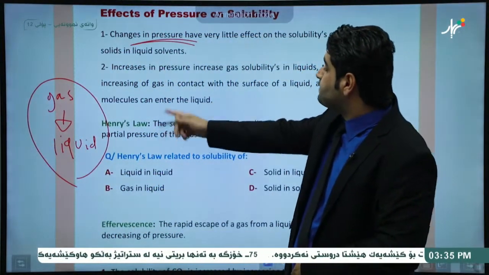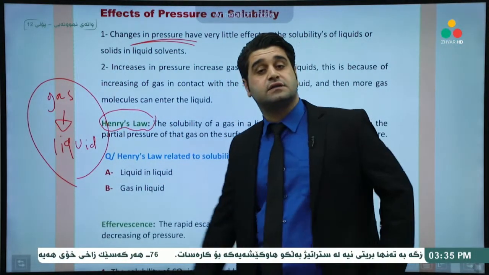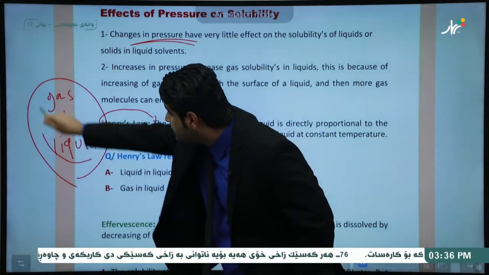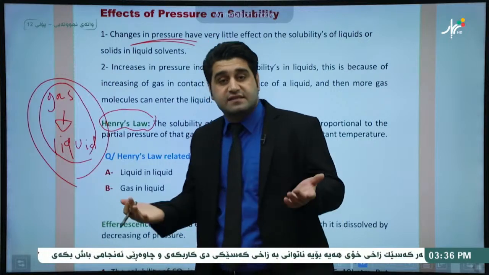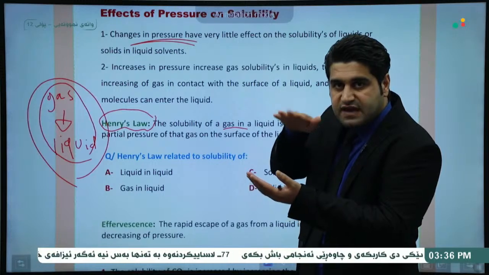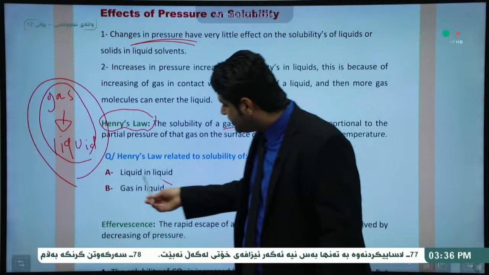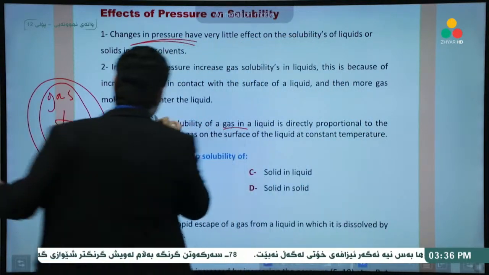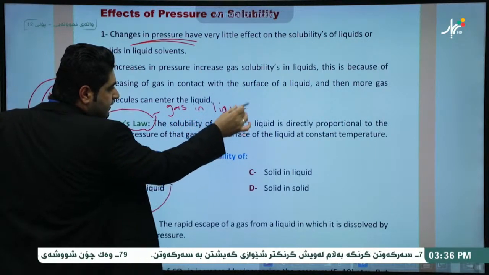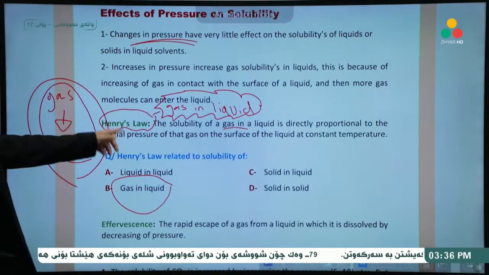This process is supervised by Henry's law. What's Henry's law? Henry's law states that the solubility of a gas in a liquid increases with increasing partial pressure of the gas on the surface of the liquid. So Henry's law is related to what? Solubility of gas in liquid. Here, write down gas in liquid. It will be discussed by Henry's law.